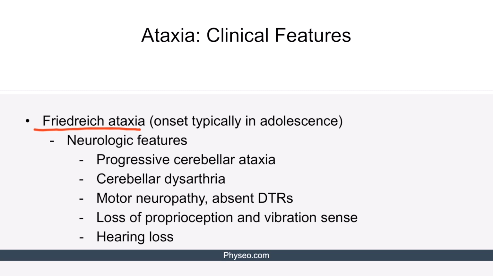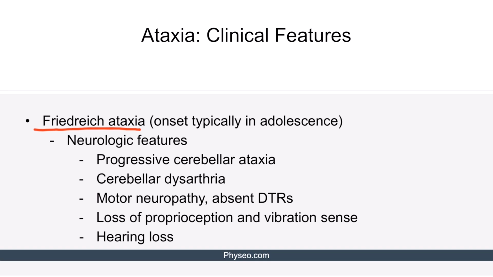The onset of this disease is typically in adolescence. The patient has neurologic manifestations. These include progressive cerebellar ataxia and cerebellar dysarthria. Remember that dysarthria is a speech disorder that results from motor dysfunction and impaired ability to control the muscles involved in producing the speech. Motor neuropathy, such as weakness and absent deep tendon reflexes, can be detected on physical exam.